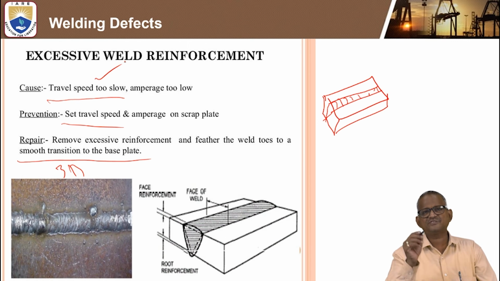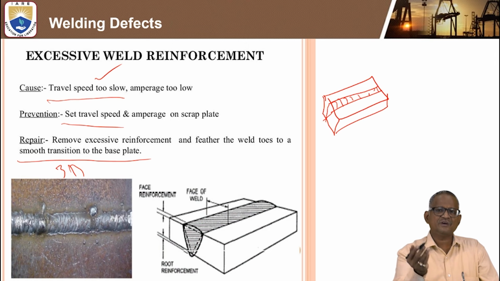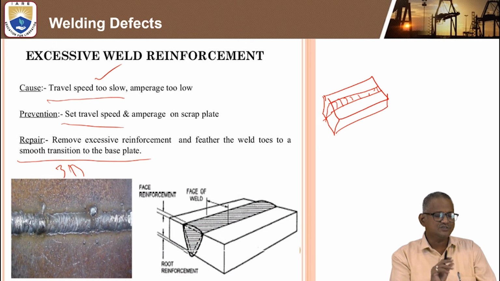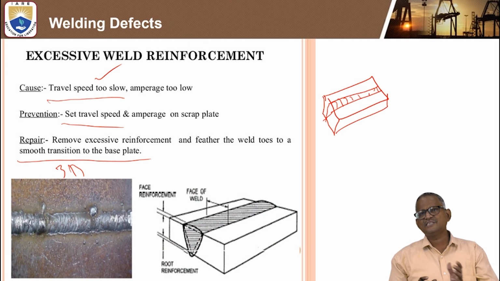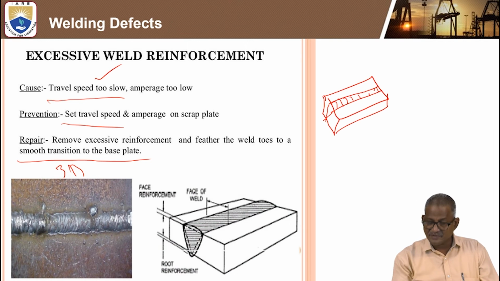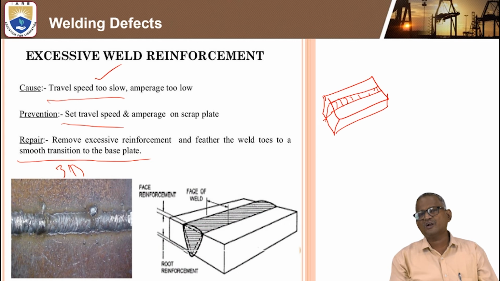Whenever the travel speed is very low, then it may occur, so you should maintain a good travel speed. At the same time, first you have to check the amperage on some scrap plate and test it, and if it is coming correctly, then you can start. Otherwise, again there is wastage of the original plate, so that the product cost can also be reduced.